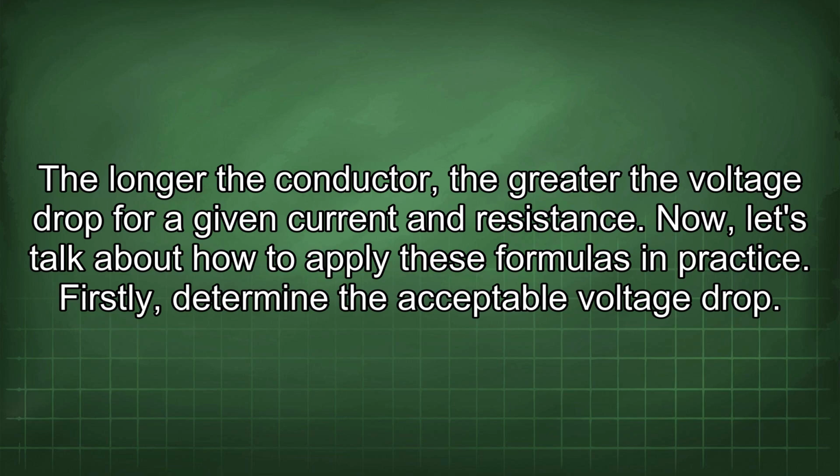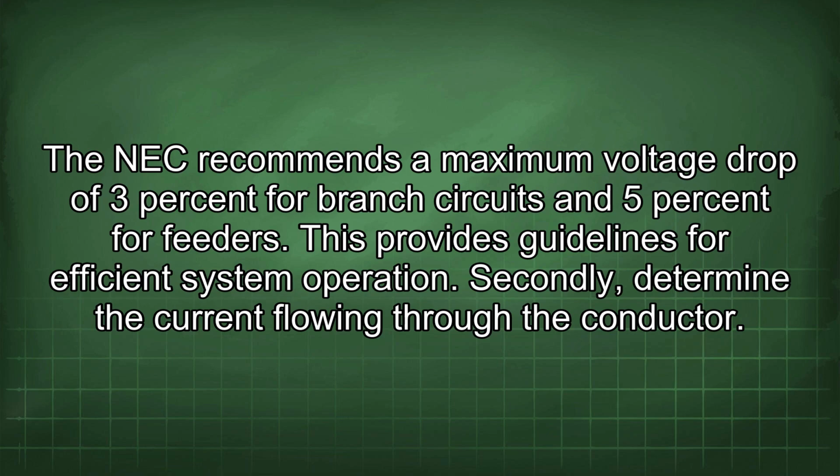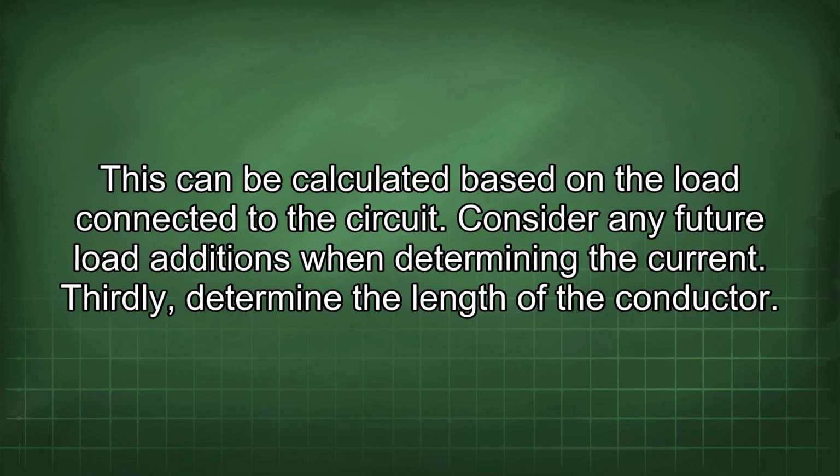Now let's talk about how to apply these formulas in practice. Firstly, determine the acceptable voltage drop. The NEC recommends a maximum voltage drop of 3% for branch circuits and 5% for feeders. This provides guidelines for efficient system operation. Secondly, determine the current flowing through the conductor. This can be calculated based on the load connected to the circuit. Consider any future load additions when determining the current.